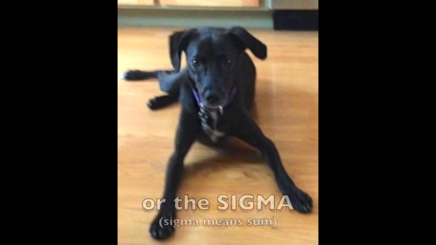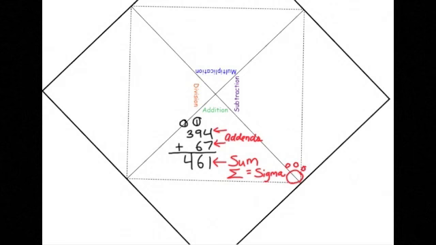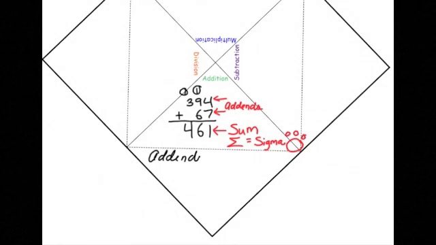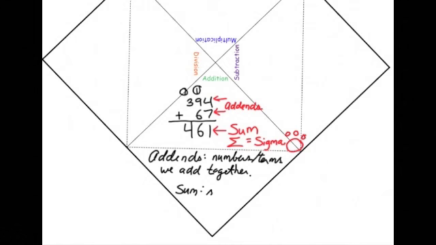So my sum is 461. Again, addends are the numbers or the terms we add together, and the sum is the solution to an addition problem.